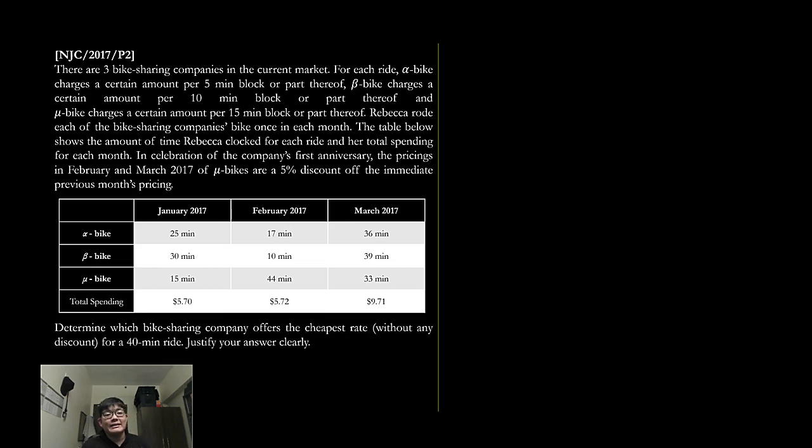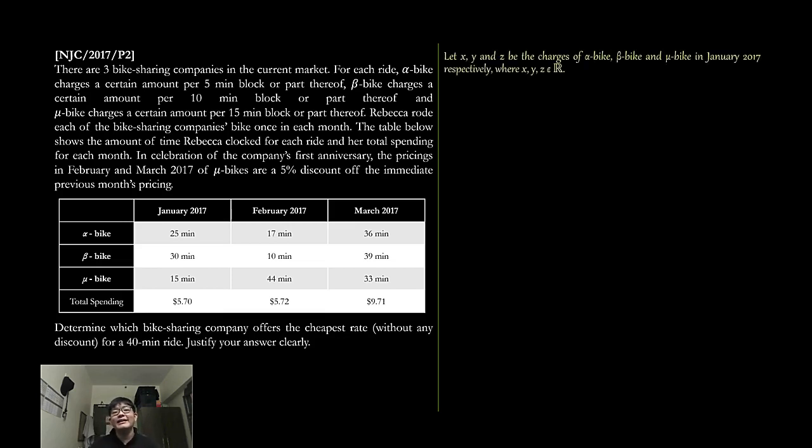Then it says that Rebecca clocked a certain amount and that she wrote them down in the table below. But also given to you is that for the months of February and March, Mu Bike actually gives a 5% discount on the immediate previous month. So the unknown here is the charges of Alpha Bike, Beta Bike, and Mu Bike, but specifically in the month of January, because in February and March the prices change again.